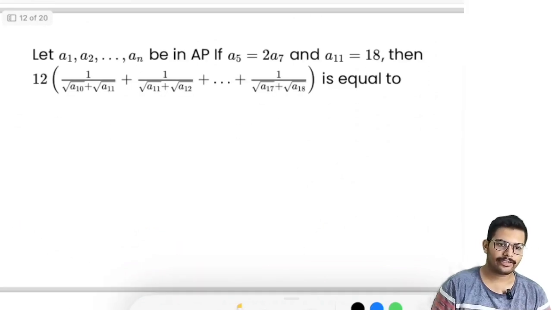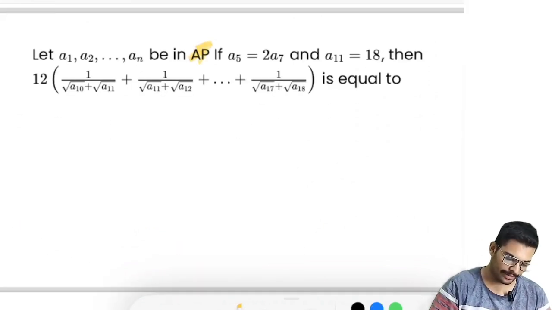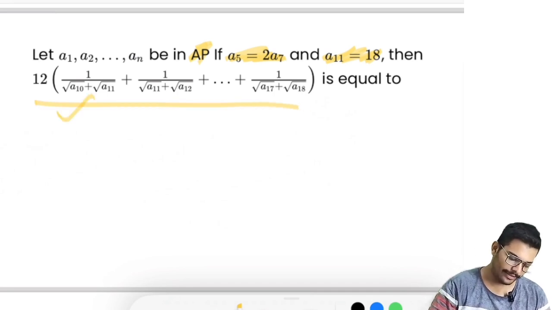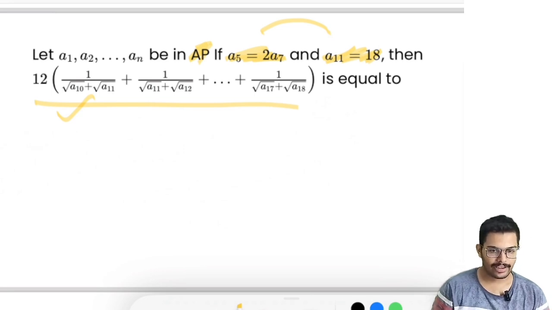Let A1, A2, A3, etc. be in AP. If A5 equal to 2 times A7 and A11 equal to 18, then we need to find this value. In order to find this value, we can start from here. This value will help us find the first term and the common difference, but there is no need to find the value of the first term. We just need the common difference. With the common difference, we can solve everything.